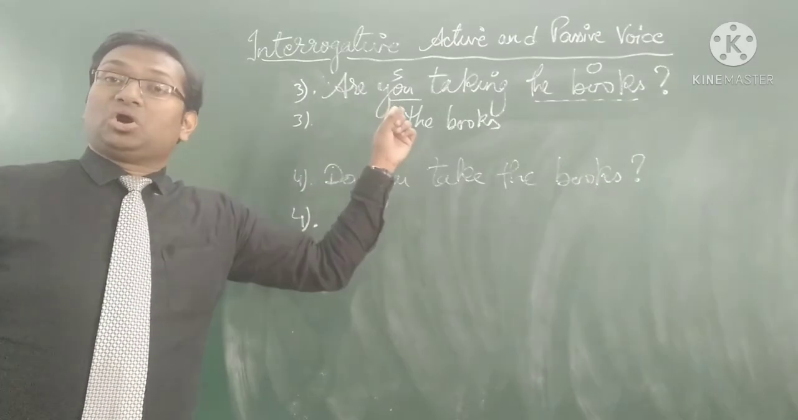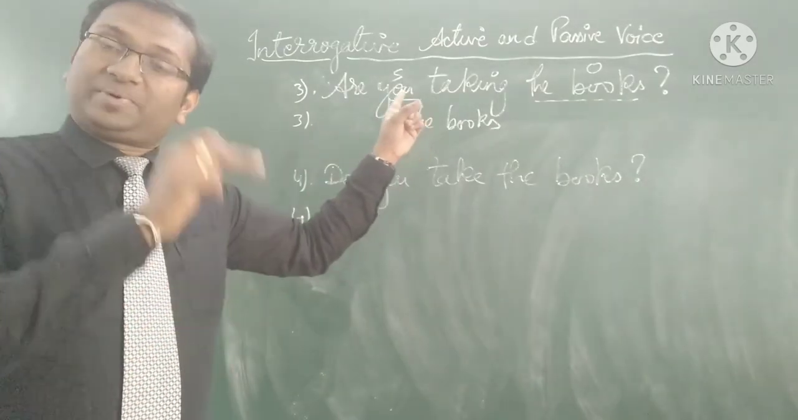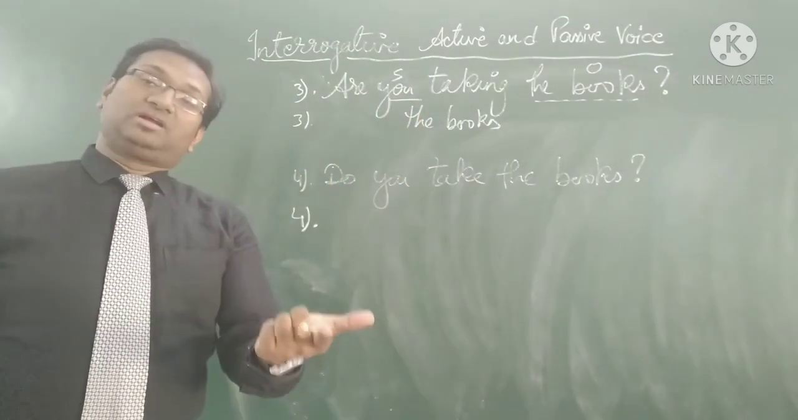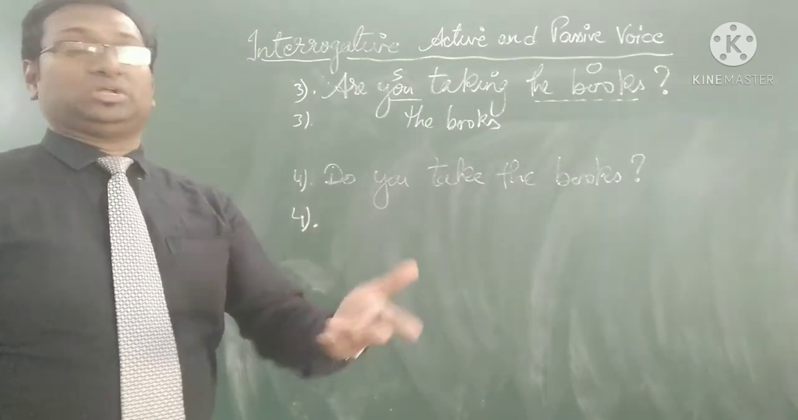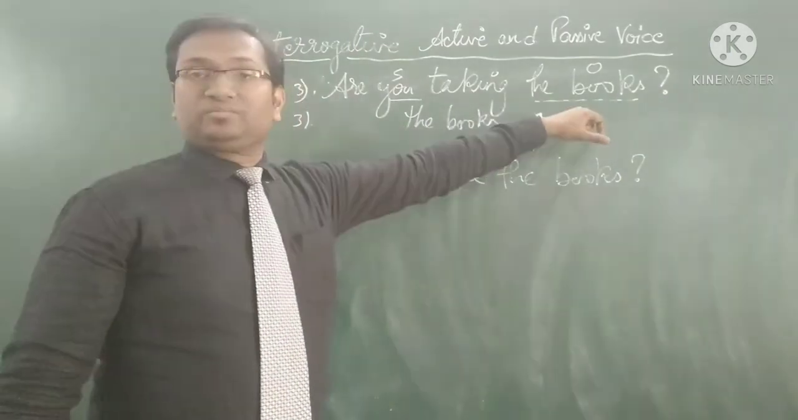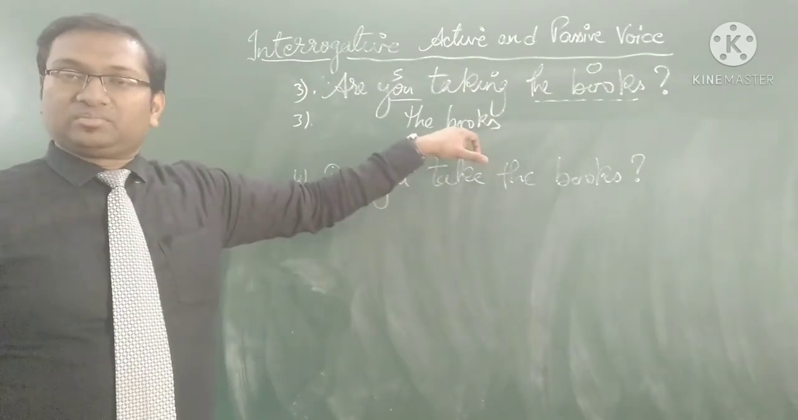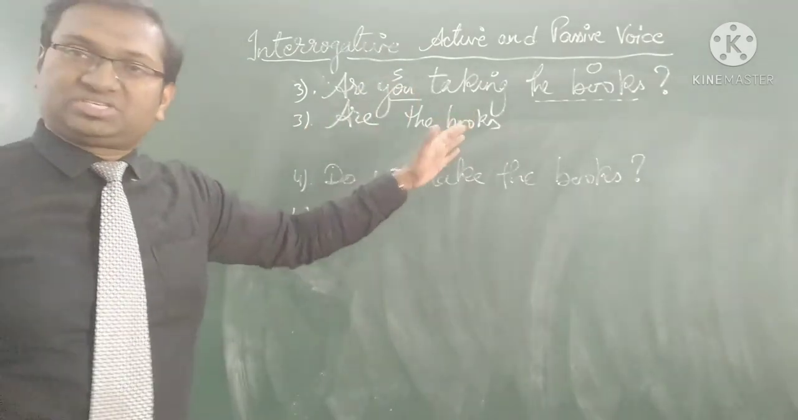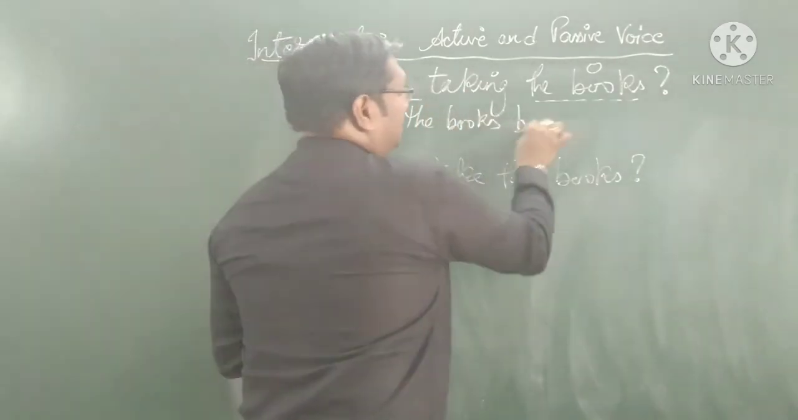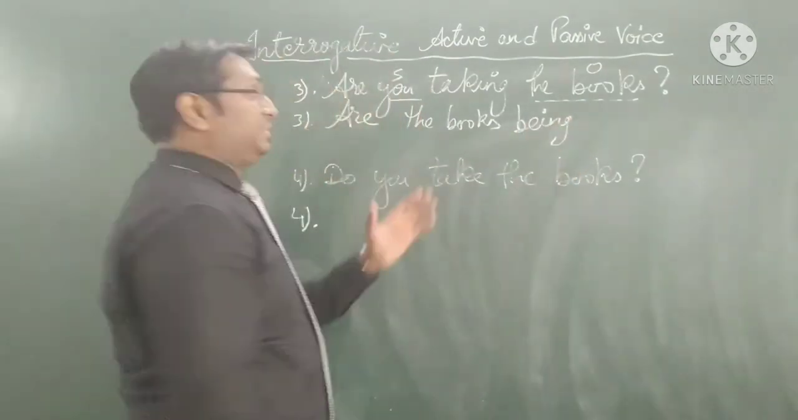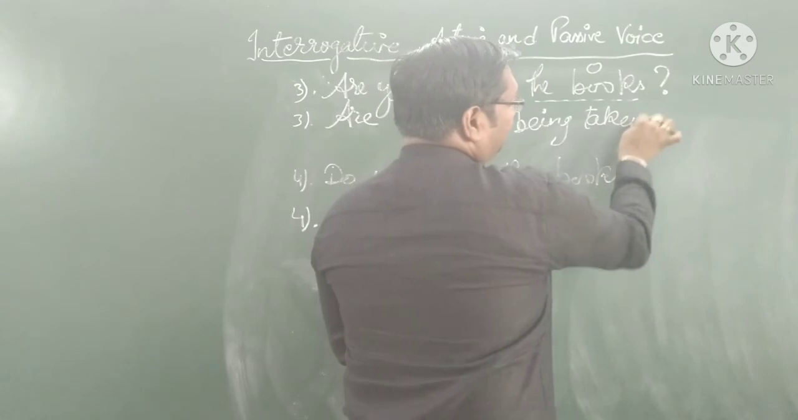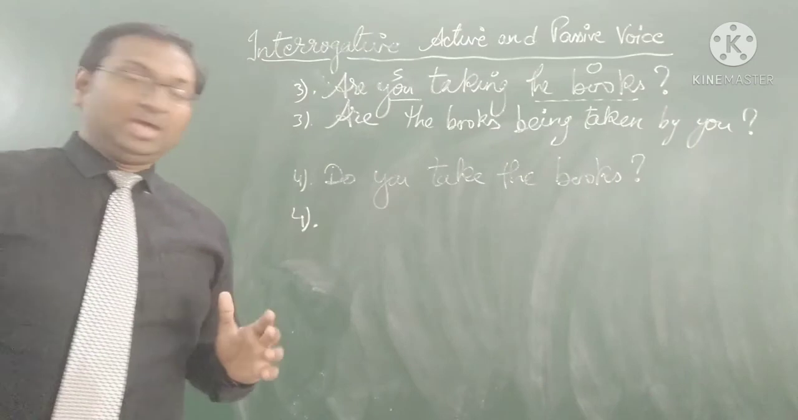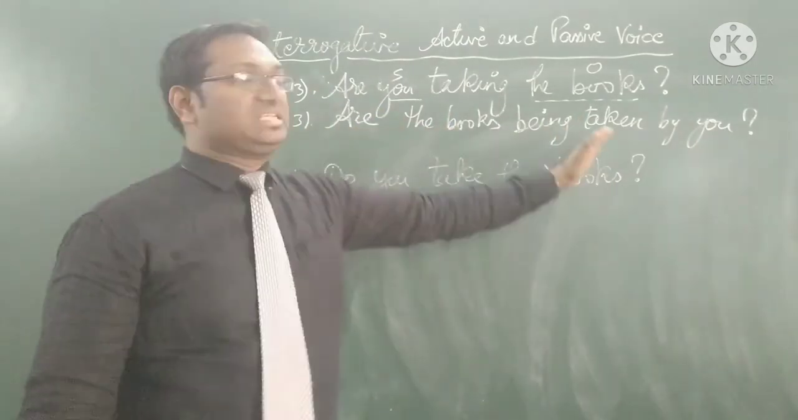So it is your present continuous. So for present continuous, for present we use either is, am, are. Is for singular, am if it is I, and are for plural. So over here the books as passive subject, and it is in plural form, so we are going to use are. Are the books, this is continuous, so being. Are the books being, taking will change into third form, taken by you? Question mark. Okay? Are the books being taken by you?